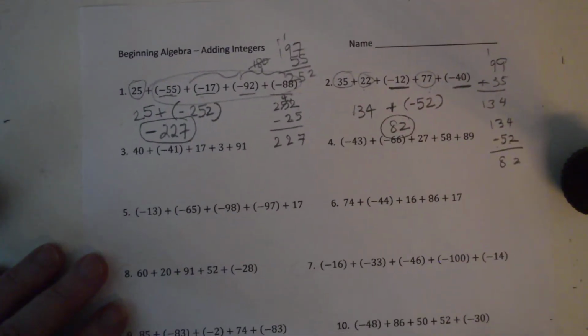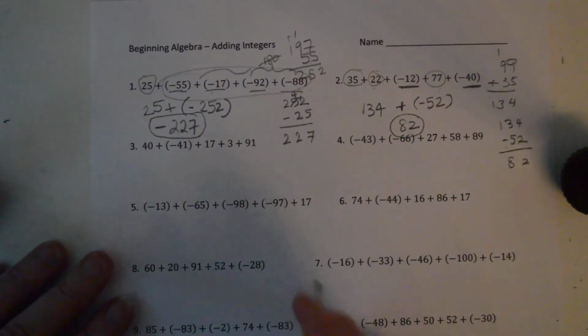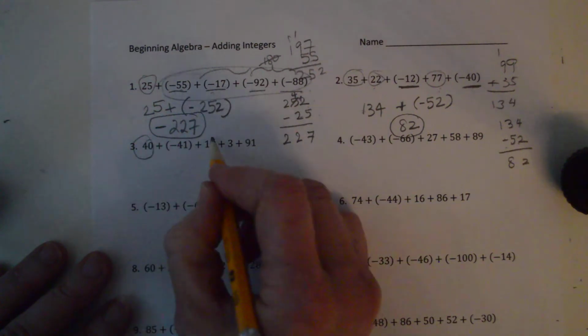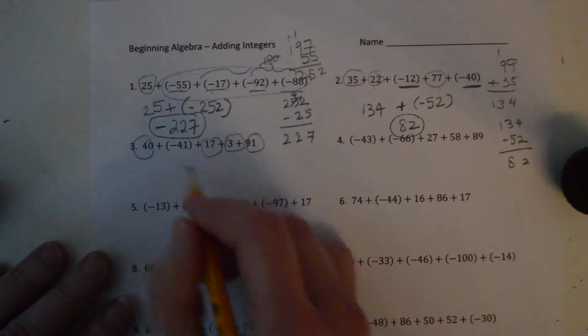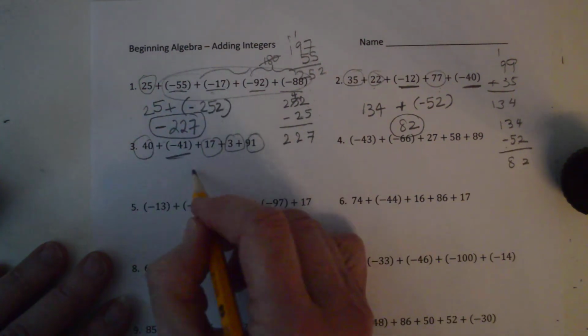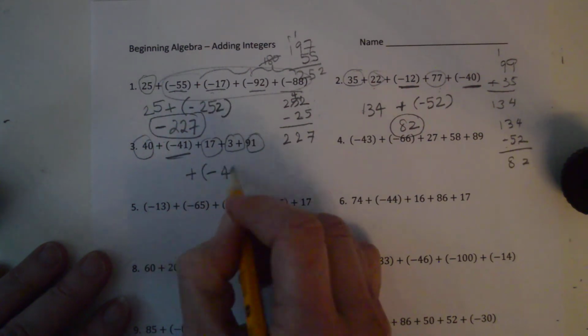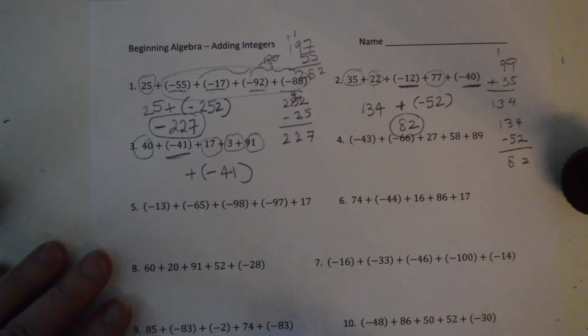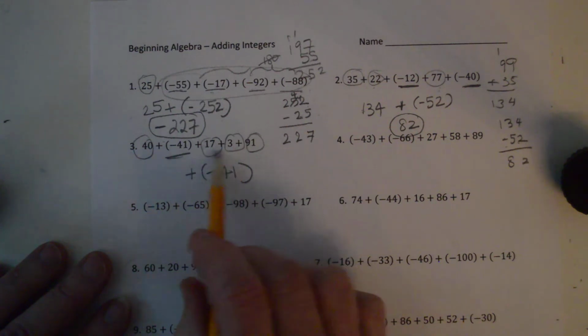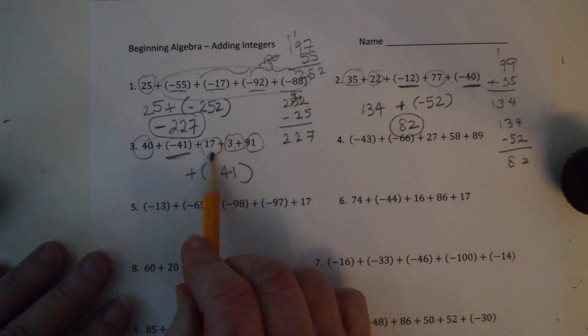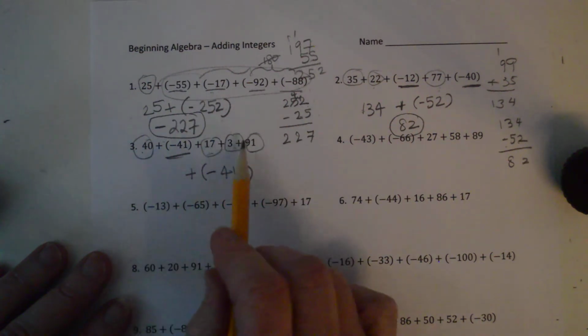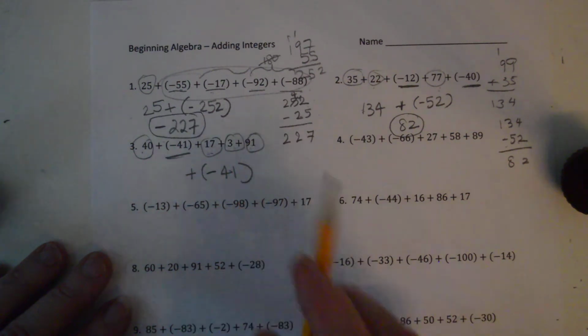All right, number 3. We're going to collect all the positives and then all the negatives. Fortunately we just have one negative there, which is negative 41. And then all the positives. I'm going to choose to add the 17 and the 3 together because that gives me 20. 20 plus 40 is 60. 60 plus 91 is 151.